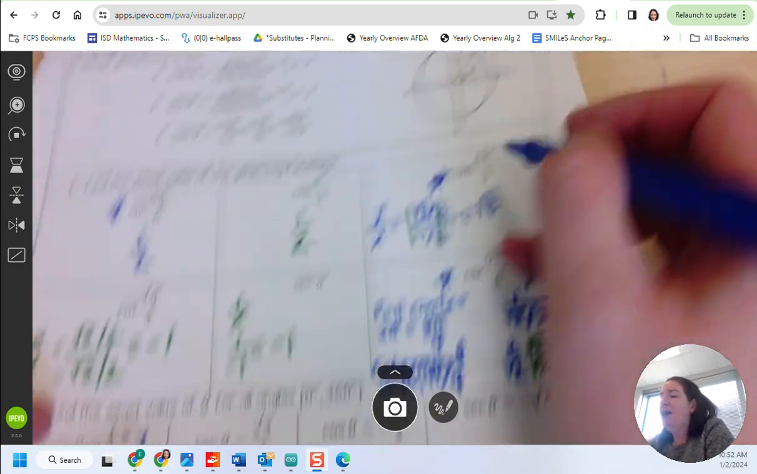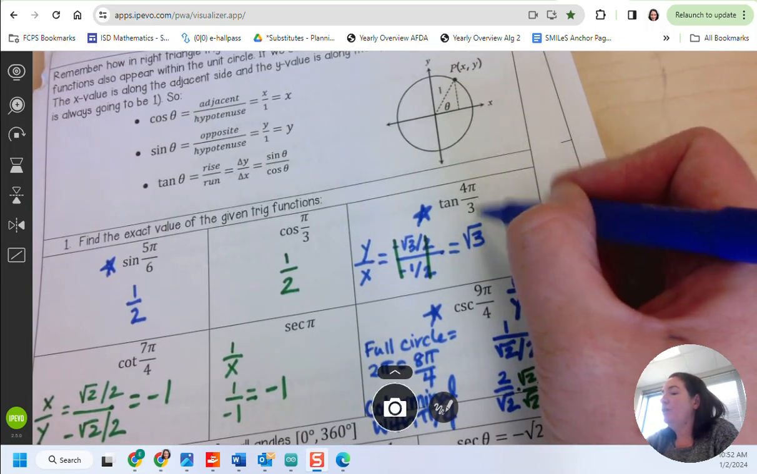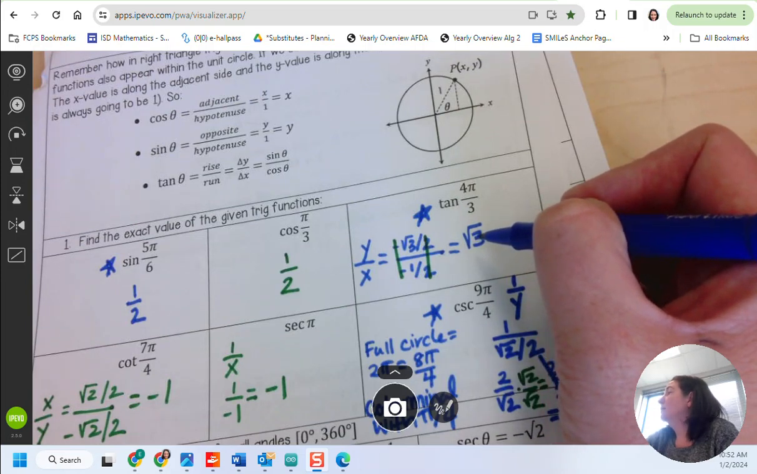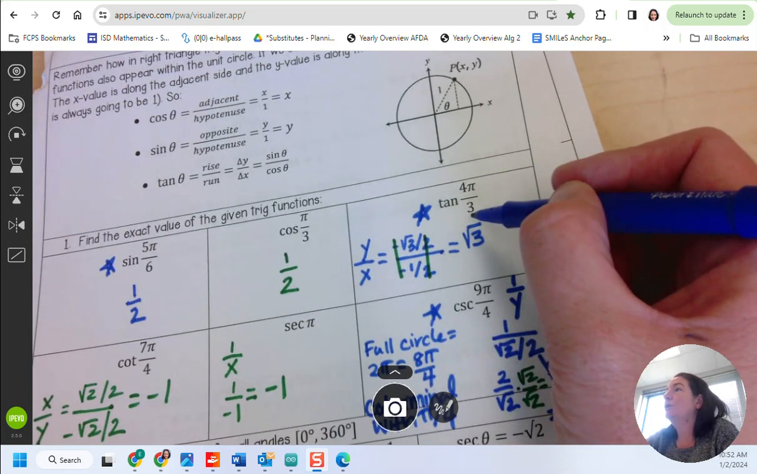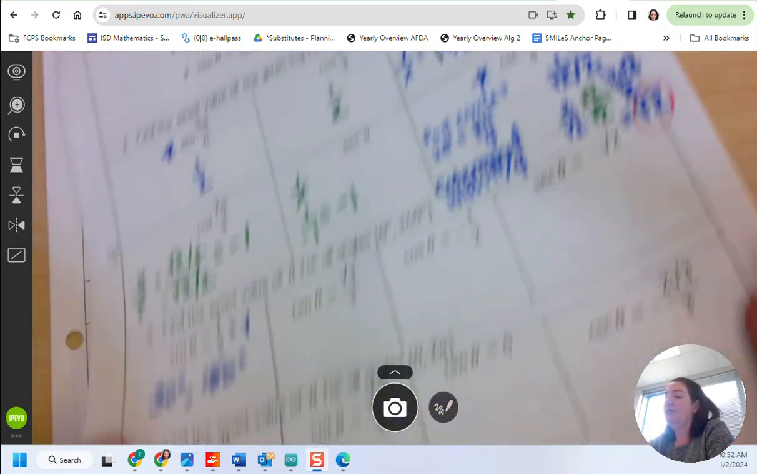We know it's not 4 pi over 3 because we already know that the tangent of 4 pi over 3 is root 3. So what angle should we try? What would be a good one to try? Look at your fourth quadrant. If it's not 4 pi over 3, what should we try? 7 pi over 6. So let's try 7 pi over 6.